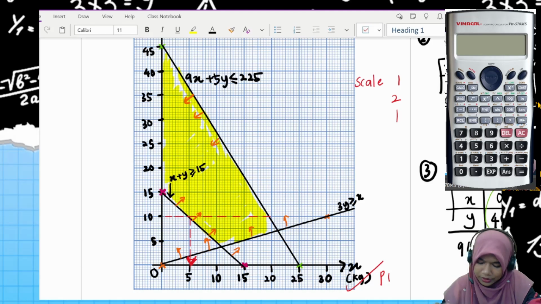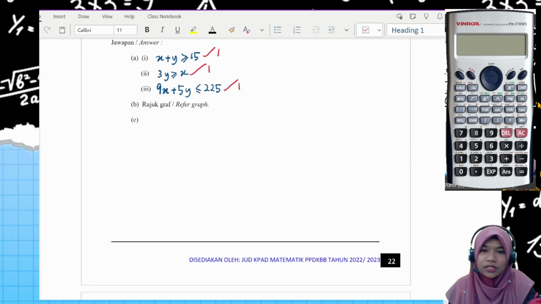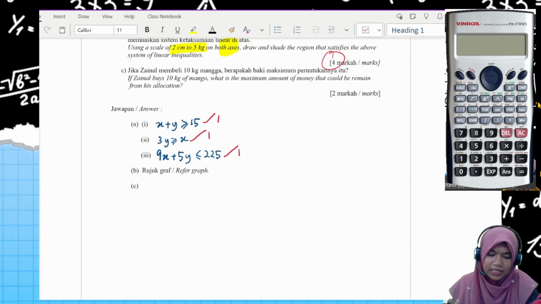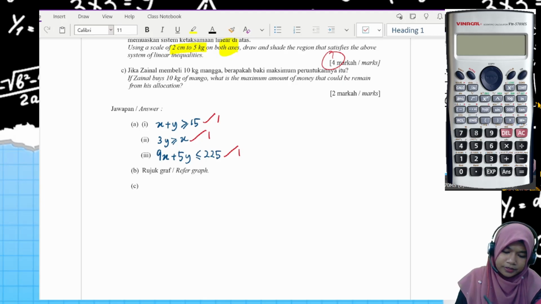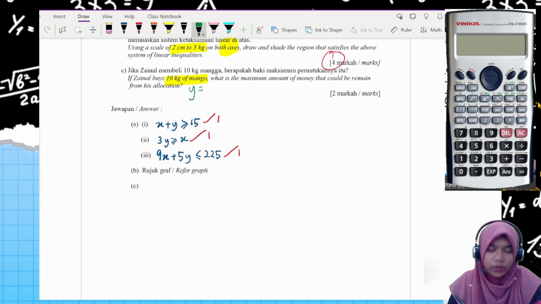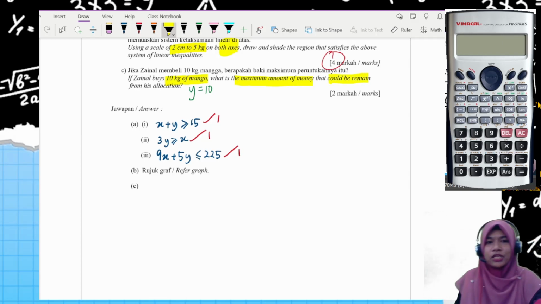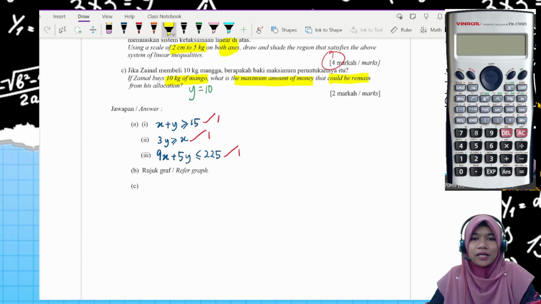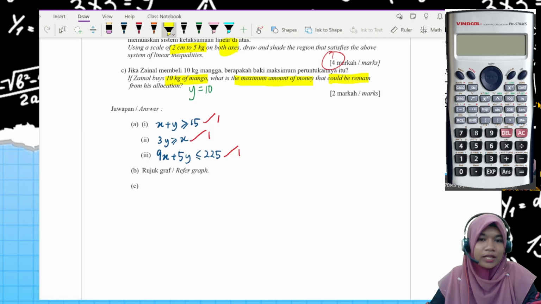I continue. For the next question, the last question that I can discuss with you, question C. If Zainab buys 10 kg of mango, where mango is y, then y equals 10. What is the maximum amount of money that could remain from his allocation? That means the remaining money after he buys the durian and mango.